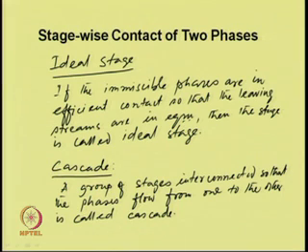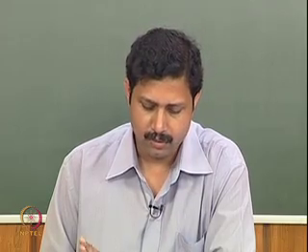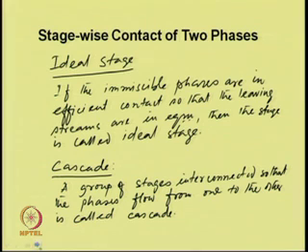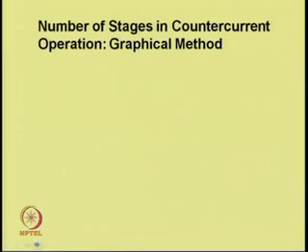Cascades are required in most cases, because in one stage it may not be possible to obtain the desired separation. In a cascade, depending on our separation requirement, we can decide the number of stages required for the given separation, so a cascade is effective for a particular separation. Now, we will consider how to determine this number of stages in counter current operation. First, we will consider the graphical method and then the analytical method.